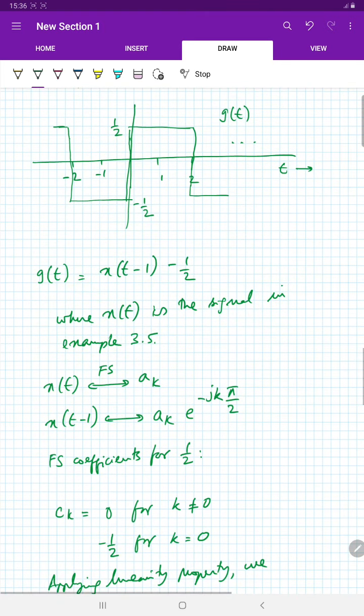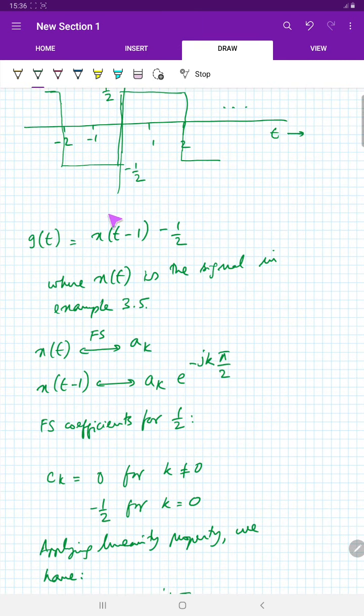But by making use of the Fourier series properties, we can compute the Fourier series coefficients of this without having to actually compute them. So if x of t is transformed to ak, x of t minus 1, from the time shifting property, will be ak multiplied by e raised to minus jk pi by 2. It is only a phase shift here.